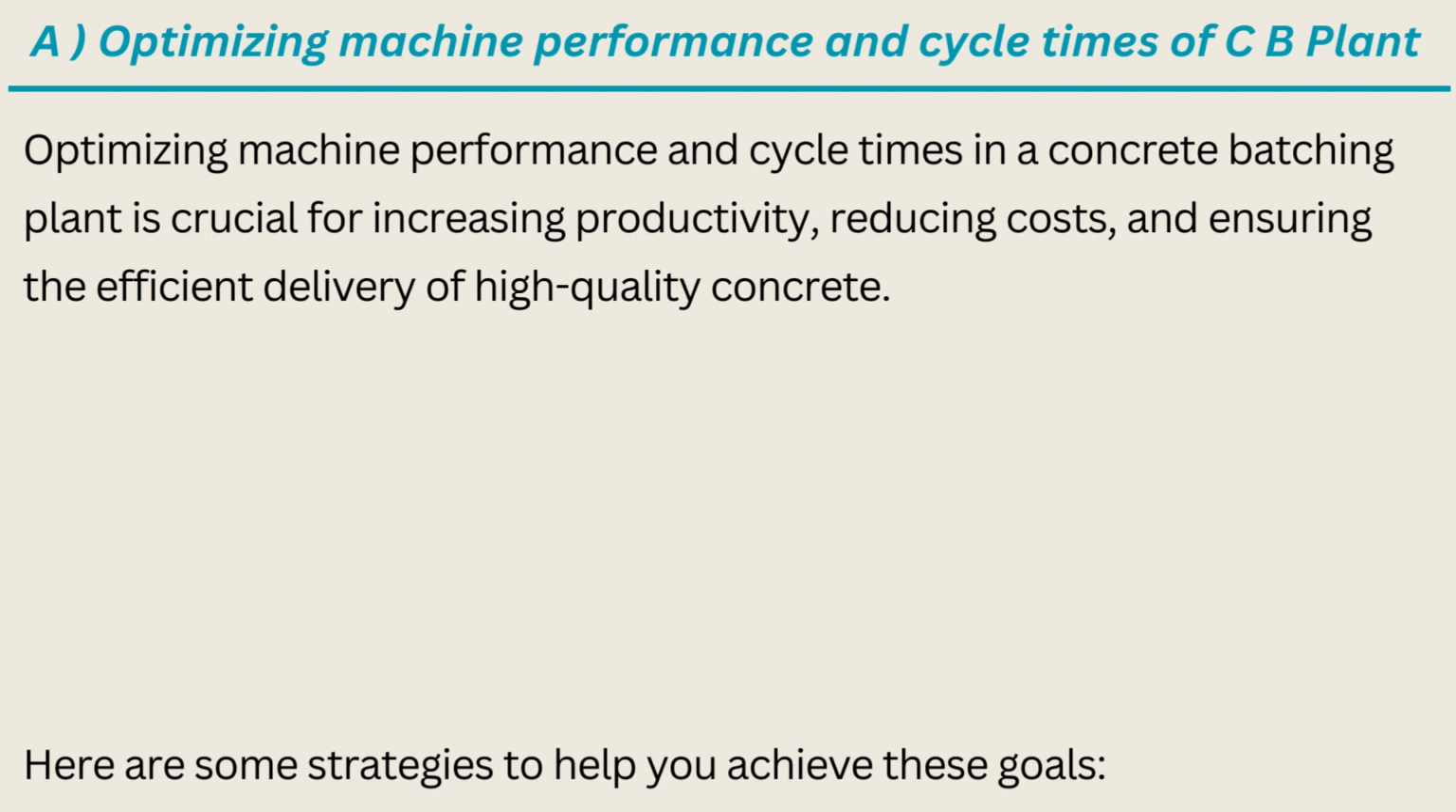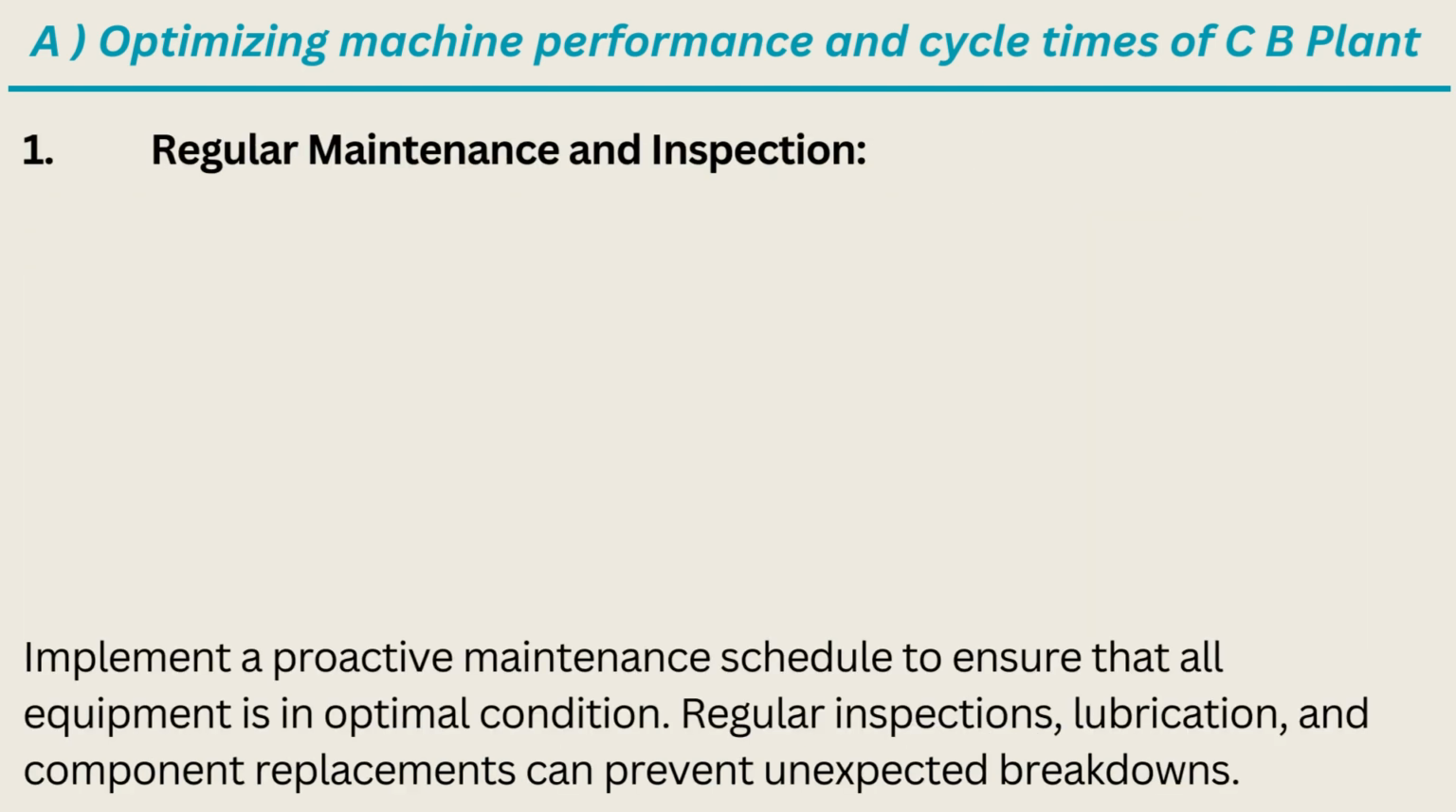Optimizing machine performance and cycle times in a concrete batching plant is crucial for increasing productivity, reducing costs, and ensuring the efficient delivery of high-quality concrete. Here are some strategies to help you achieve these goals. 1. Regular maintenance and inspection. Implement a proactive maintenance schedule to ensure that all equipment is in optimal condition. Regular inspections, lubrication, and component replacements can prevent unexpected breakdowns.